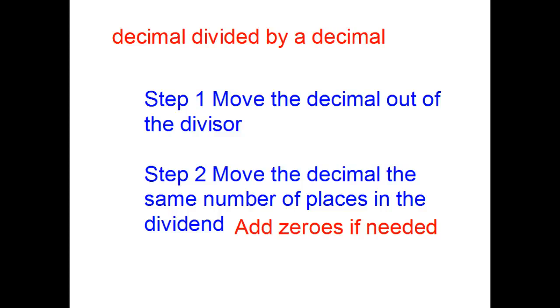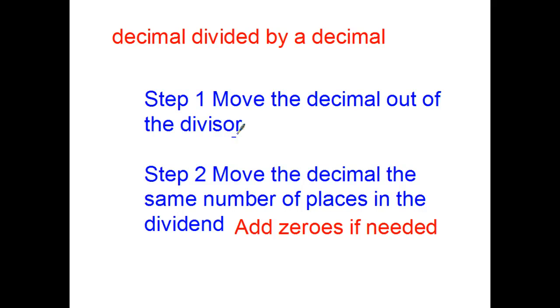Today we're going to be taking a decimal divided by a decimal. It's very similar to what we did yesterday when we took a whole number divided by a decimal. Step one, we still have to move the decimal out of the divisor because you're not allowed to have any decimal points in your divisor. Remember, that's the number you're dividing by.